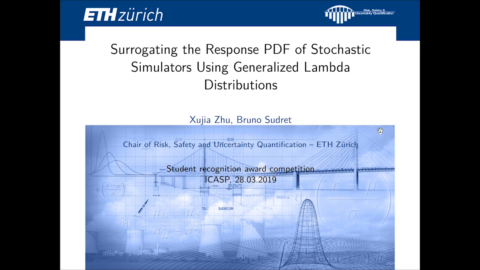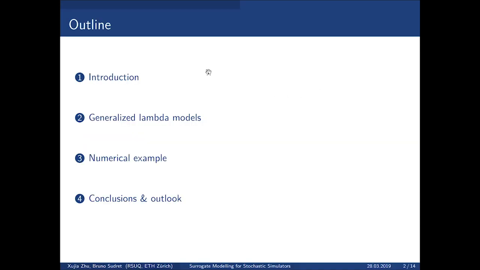In this video, I would like to share my research with you, which is surrogating the response probability density function of stochastic simulators using generalized lambda distributions. In this presentation, I will first of all give a brief introduction about what stochastic simulators are and why we need to surrogate them. Then I will focus on the generalized lambda model that we proposed to emulate stochastic simulators. I will illustrate the performance of the developed methods through a numerical example. Finally, I will end up with the conclusions and outlook for future research.